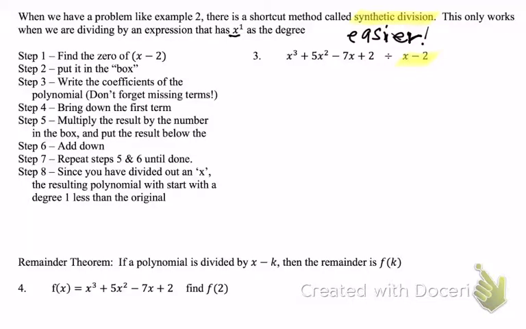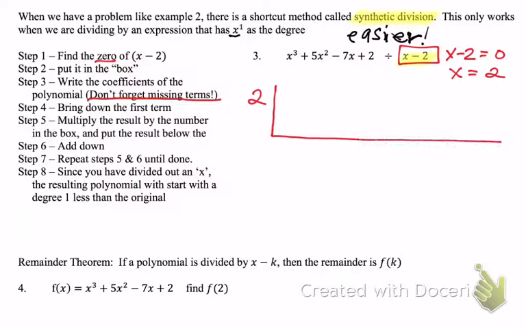So the first step that you would take is you find the 0 of this x minus 2. So I'm going to say x minus 2 equals 0. So x equals a positive 2. I'm going to put that in a box out to the left. So 2 is what I'm dividing by. Then I'm going to write the coefficients of the polynomial. Do not forget the missing terms. So if it doesn't go in descending order, you're going to put a 0 there.